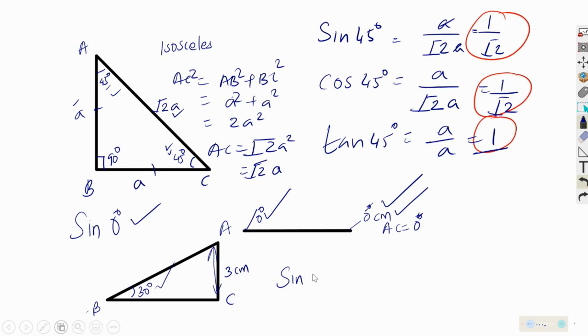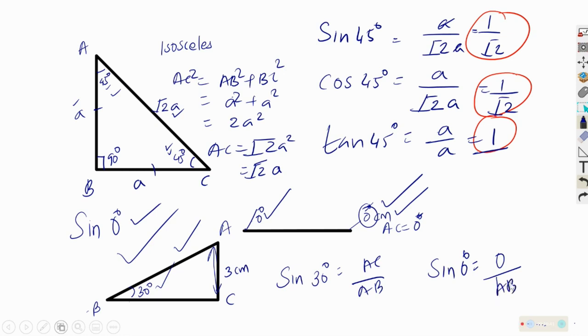Now let us think about sine of 30. We will write AC upon AB, correct? This one. Now here it is sine 0 degree. AC has become 0. AB is the hypotenuse, this one. It is as it is. But if you divide 0 by any number, your answer will be 0. So sine 0 degree is equal to 0.